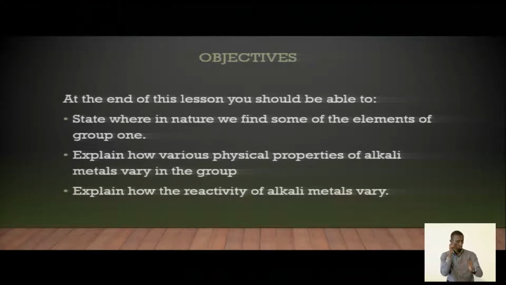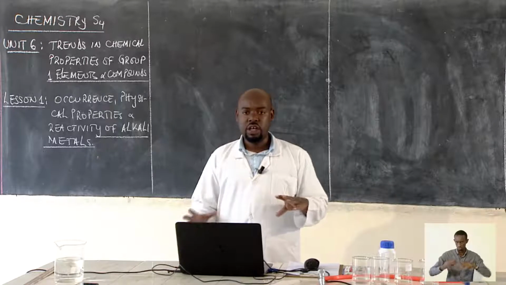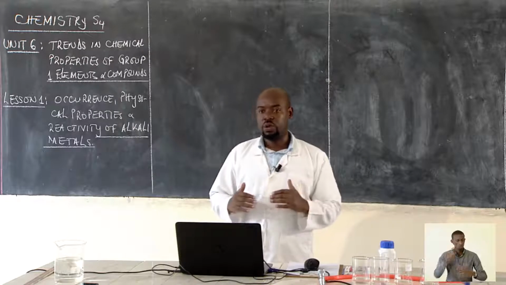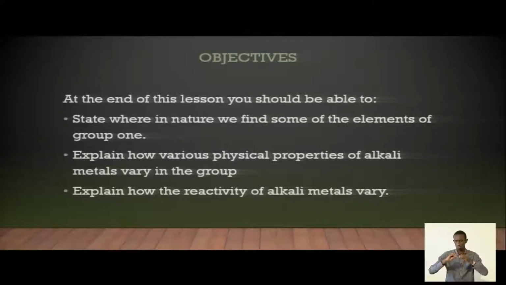Objective number 2, you should be able to explain how various physical properties, you remember the physical properties we have been discussing, like the ionization energy, atomic radius, metallic character, electronegativity, and so on, vary in that group as you move from the top to the bottom. And number 3, you should be able to explain how the reactivity of alkali metals vary.